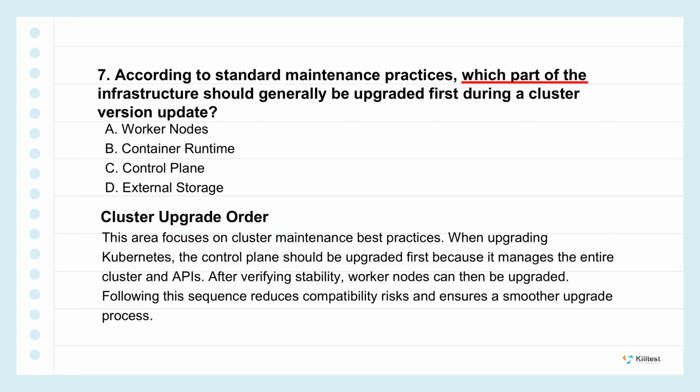So the options we have are A, worker nodes, B, container runtime, C, control plane, or D, external storage. The answer is C, the control plane. Now, play devil's advocate for me for a second. Why not upgrade the workers first? Just get the heavy lifting out of the way. Imagine you were in an army. If you give the frontline soldiers new orders and new maps, like a totally new version of reality that the general hasn't even seen yet, chaos ensues. The soldiers are suddenly smarter than the general.